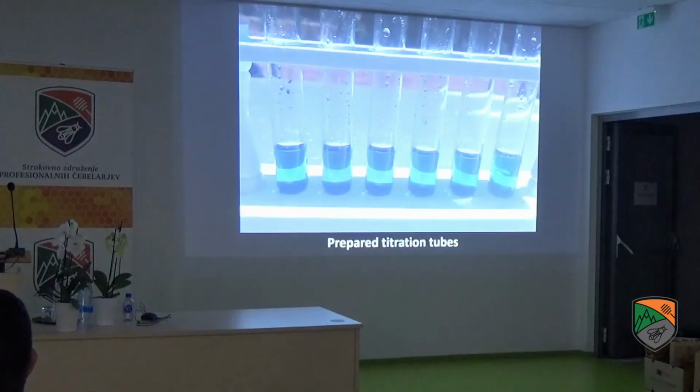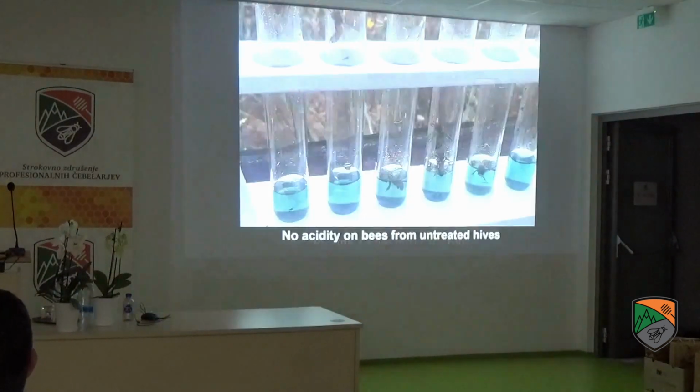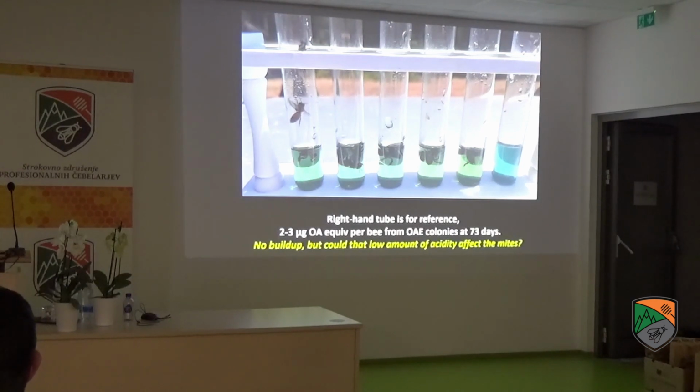So we set up our titration tubes. And we looked for an average because we already saw it's not going to be even on these. So we dropped 3 bees into each tube first, and then we went to the hive next door, which was an untreated colony, and you can see there's no color change at all when we dropped 3 bees in. So look at the color change. We always have a reference tube. Here's the color change.